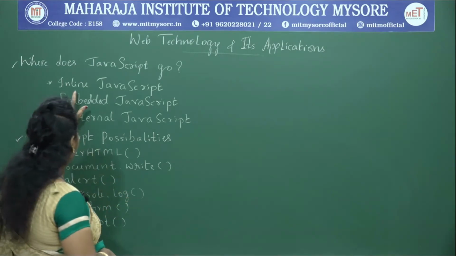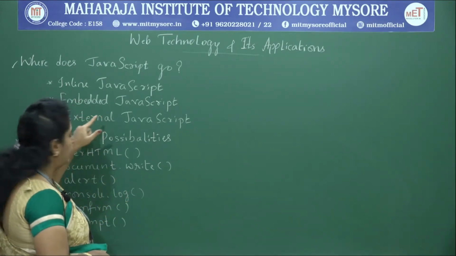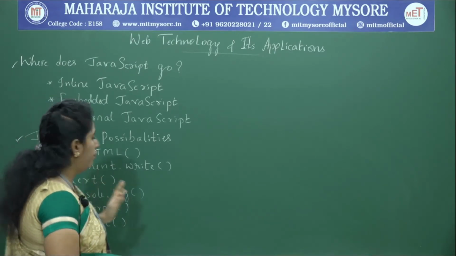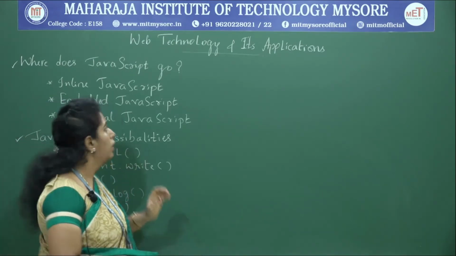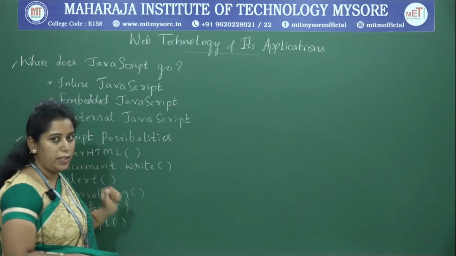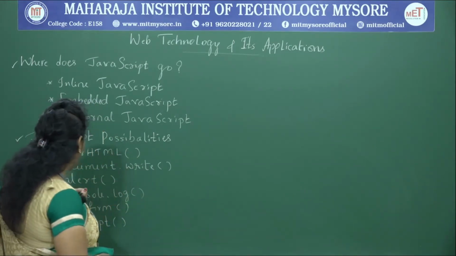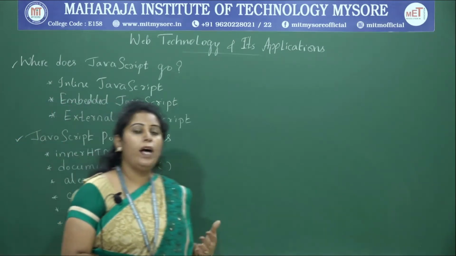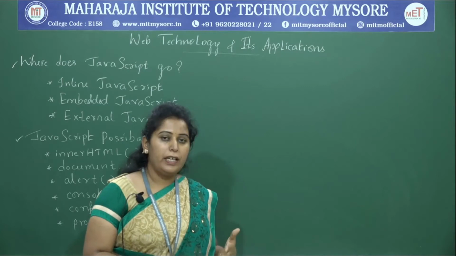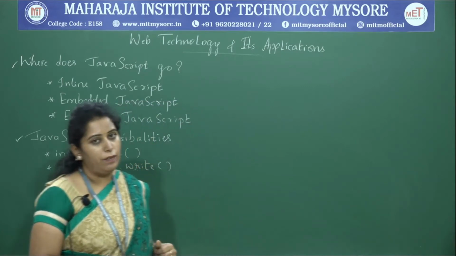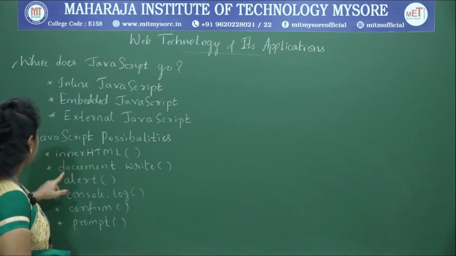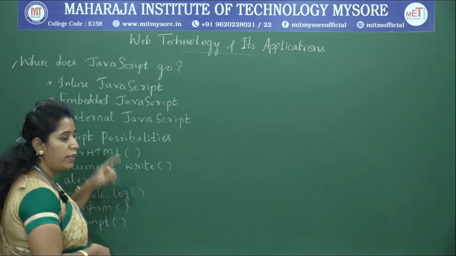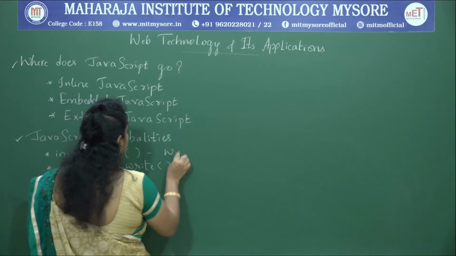We have inline JavaScript, embedded JavaScript and external JavaScript. Before moving on to these types of JavaScript, first you have to understand JavaScript possibilities, in the sense of how input and output can be performed in JavaScript. First is innerHTML. This is about writing into an HTML element.